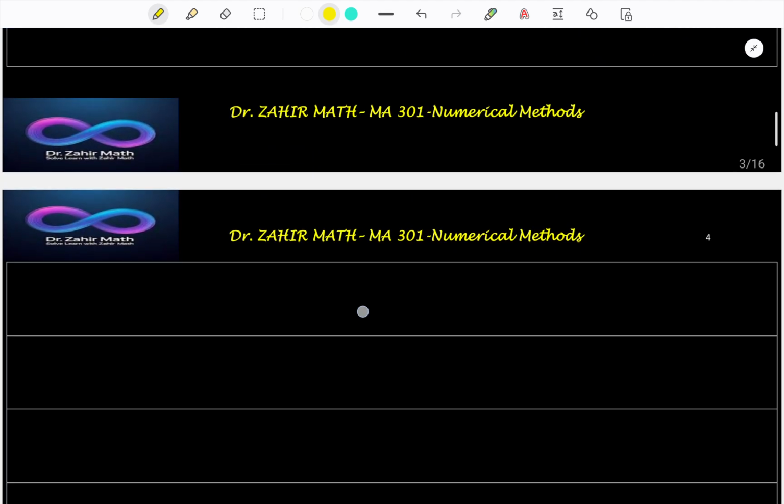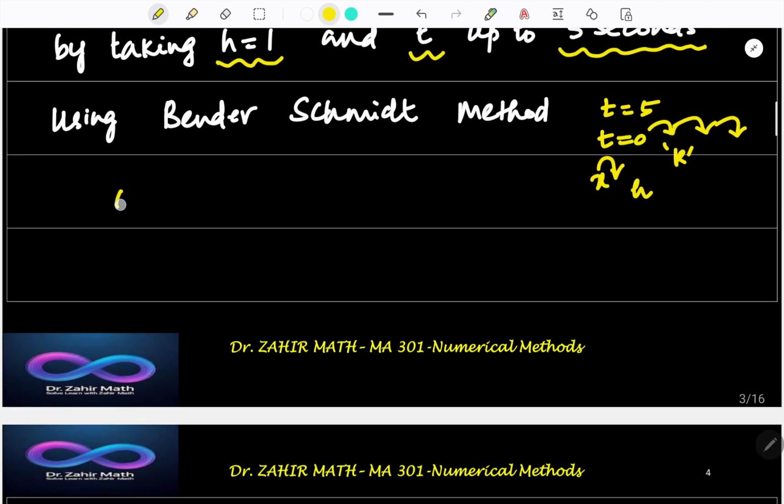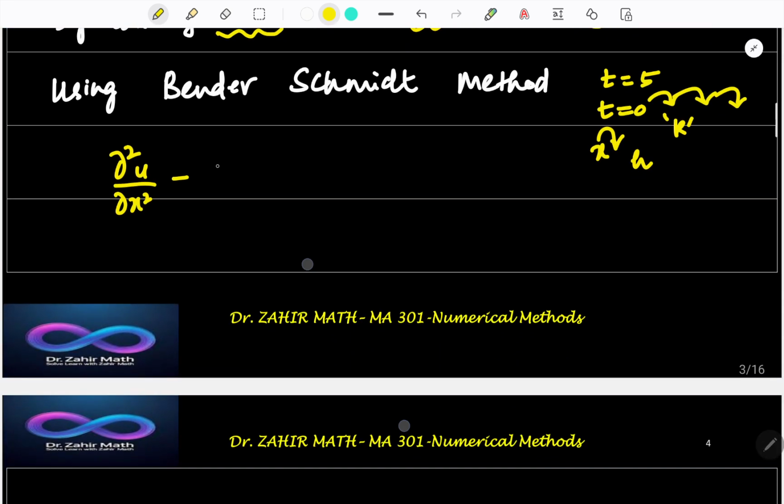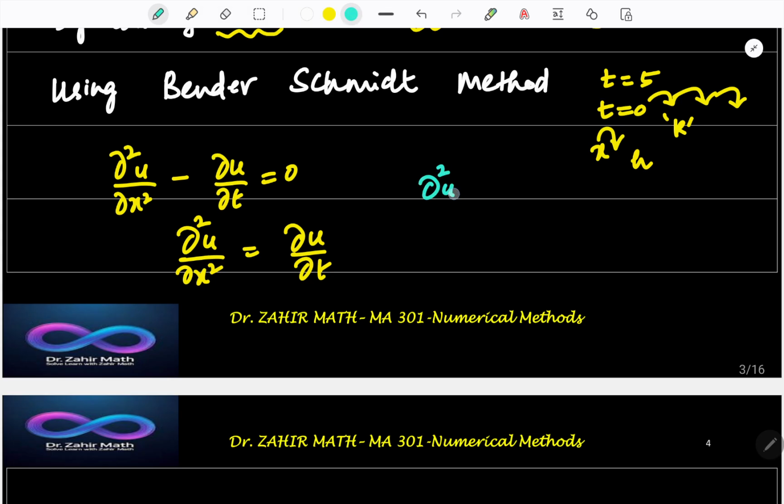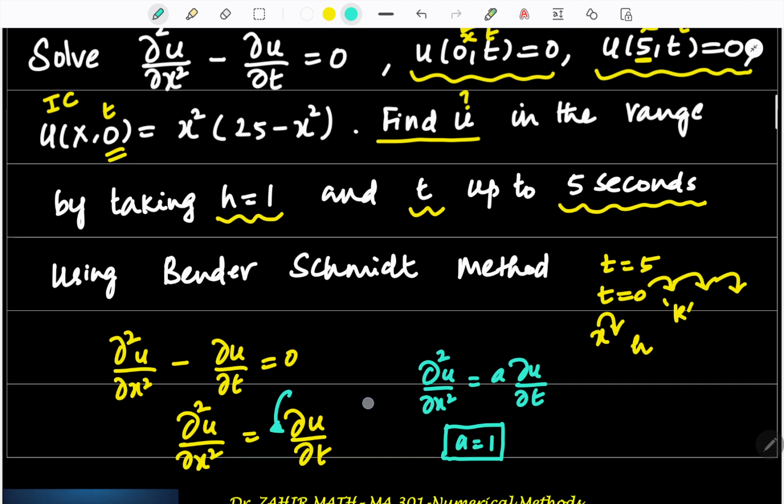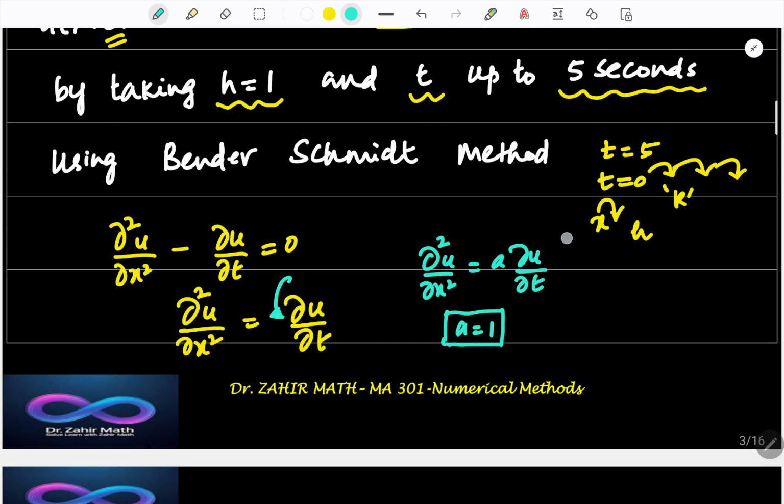So first of all, let us take the equation. The equation is ∂²u/∂x² − ∂u/∂t equal to 0. I'm going to write this as ∂²u/∂x² equals ∂u/∂t. What is the general equation? The general equation is ∂²u/∂x² equals a times ∂u/∂t. So what is the coefficient? That is a value which is 1. Clear everybody? So the first part, you have to take a value from the equation.